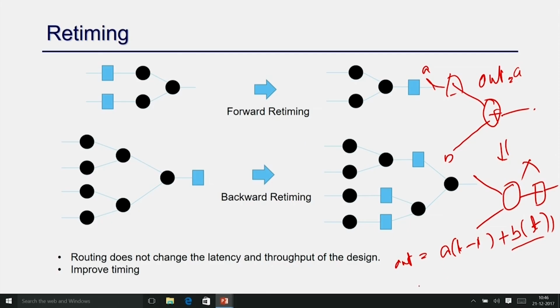So in this case, out is calculating like out equal to A t minus 1 plus B t minus 1, right, because there is a resistor here. So whatever the computation is coming, it will be delayed by 1. So these two are not the same, right. So if you have a resistor in one path, you cannot just move it to the output.